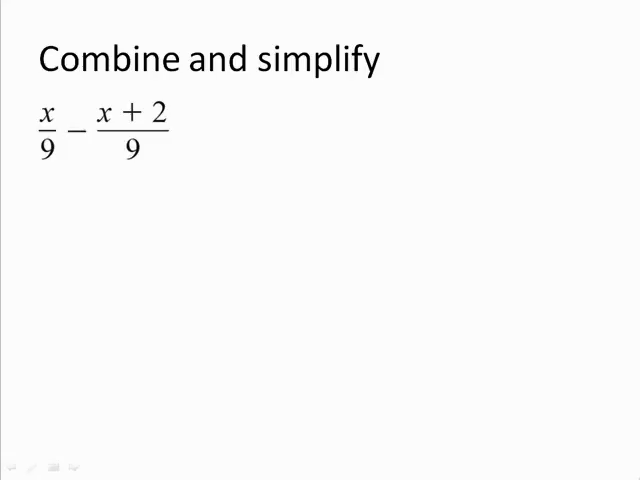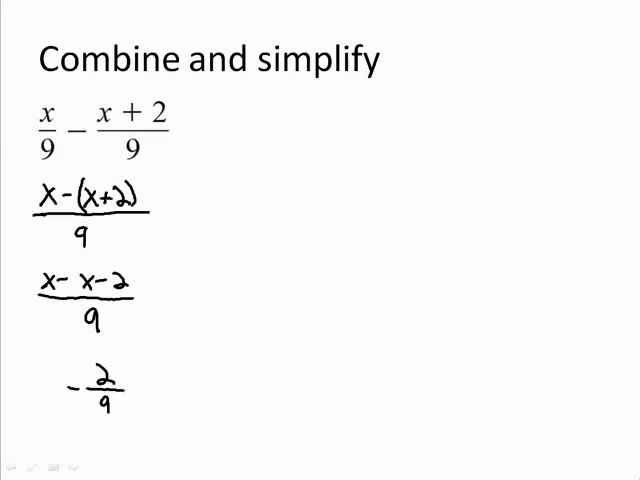Combine and simplify. x divided by 9 minus the quantity x plus 2 divided by 9. Because the denominators are the same, you can subtract the numerators. x minus the quantity x plus 2, divided by 9. Distribute the negative sign to the quantity x plus 2. x minus x minus 2 divided by 9. The x's cancel out. You are left with negative 2/9.